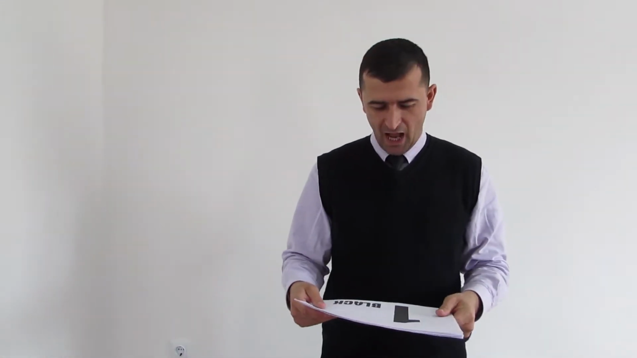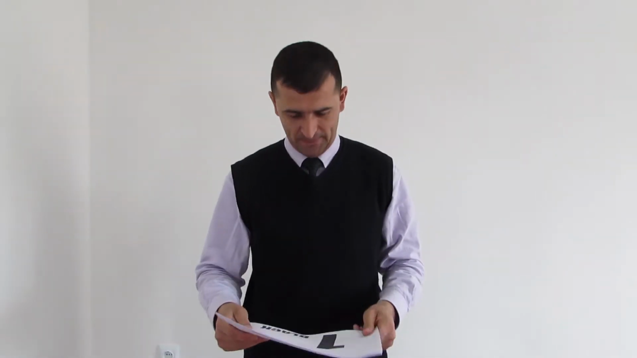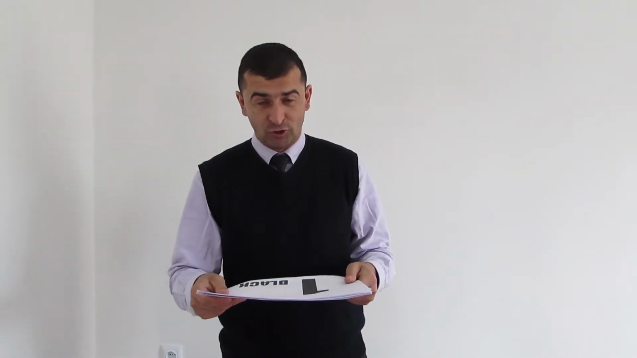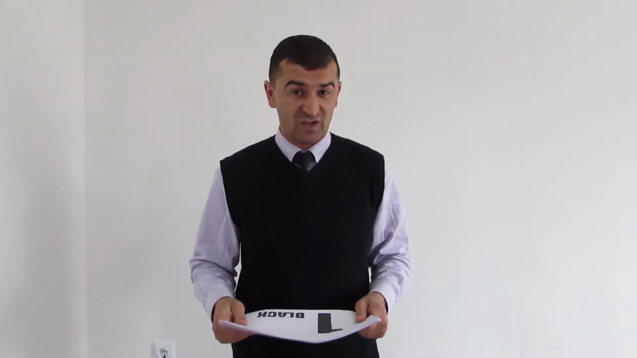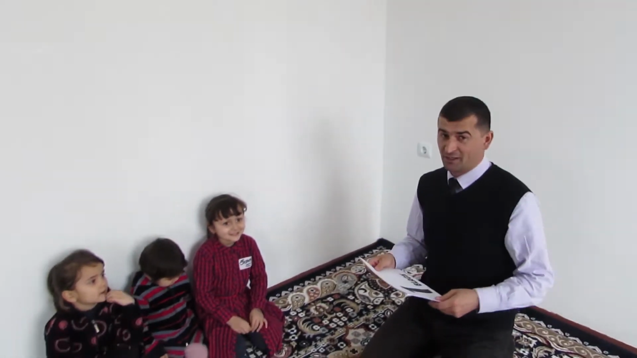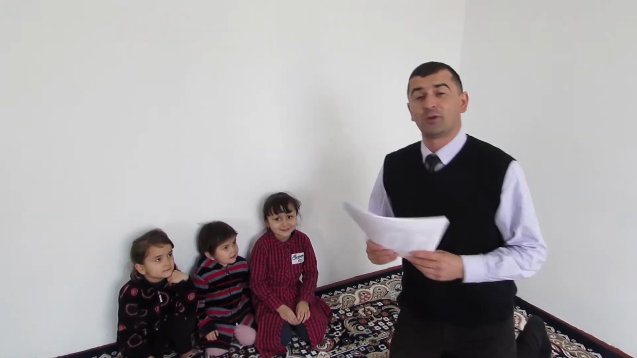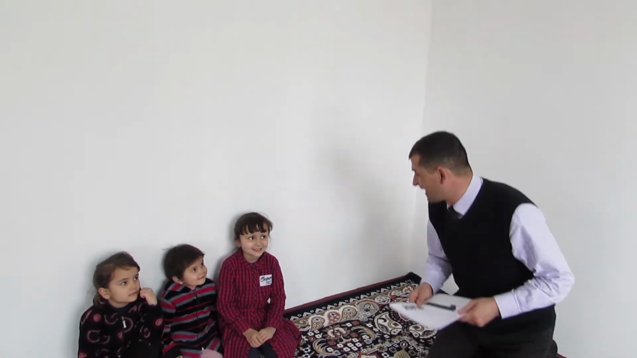Hello, today I'm going to teach you how to teach numbers from 1 to 10 and colors in English for very young English learners. For teaching this activity, you have to copy out numbers from 1 to 10 with colors. I have 3 students, very beginners of English, and I'm going to teach them from 1 to 10.